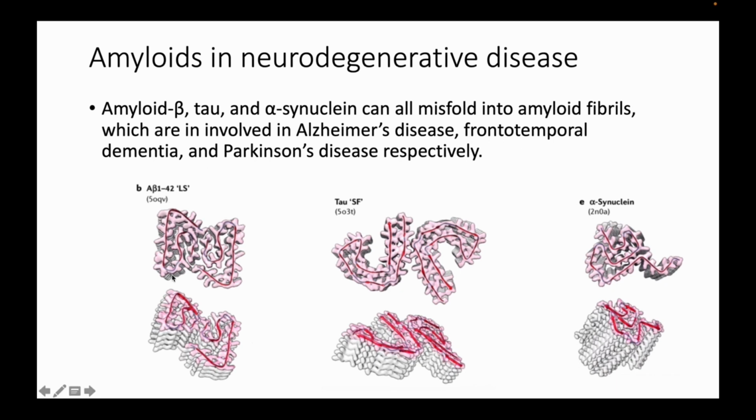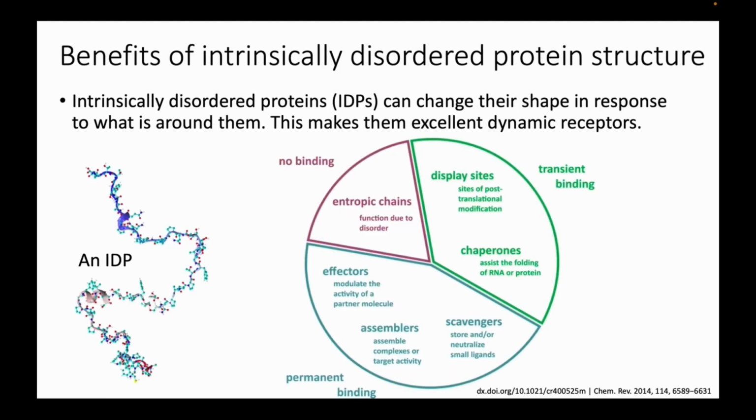So when these proteins misfold into these beta sheet-rich amyloid fibril structures that you see here, it can cause cell death, leading to those different neurodegenerative diseases. So then why would the cell bother having intrinsically disordered proteins if they can be so prone to misfolding, especially into amyloids? So intrinsically disordered proteins, or IDPs, can be really useful.